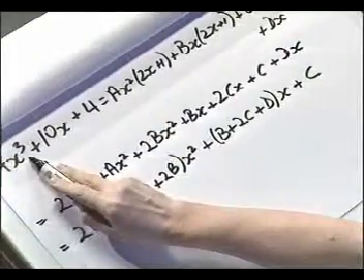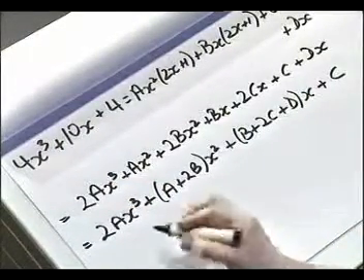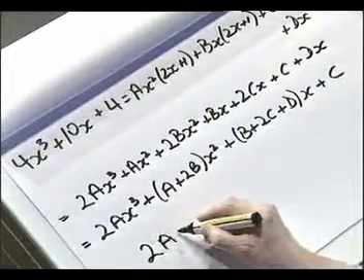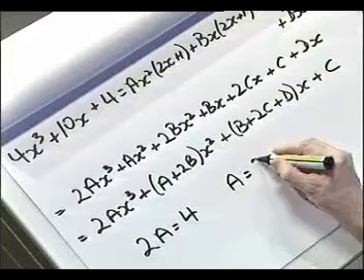Now look at the term in x cubed. We have 4x cubed on the left and 2ax cubed on the right. This means that 2a must be equal to 4, giving us a equal to 2.